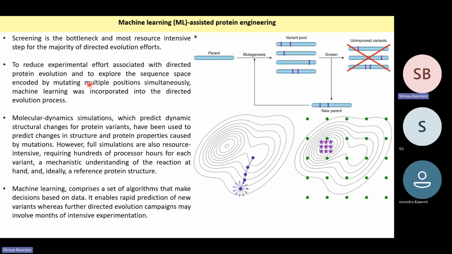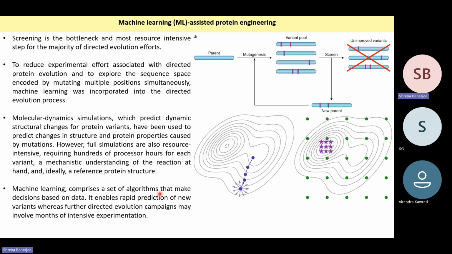Rather than that, we can use something like molecular dynamic simulations. Previously, molecular dynamics was predicting how the protein will move with time, but if we can use a similar kind of computation to predict how the structure of the protein will change, and depending on the structure, how the function will change, then we don't have to screen all the mutants. We can only screen those mutants which have the structure which relates to the function that we want.